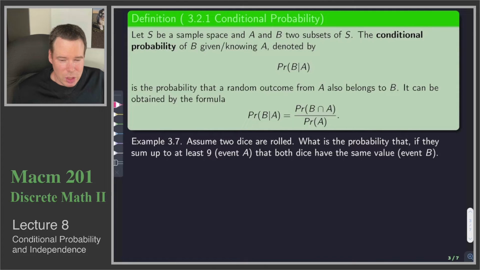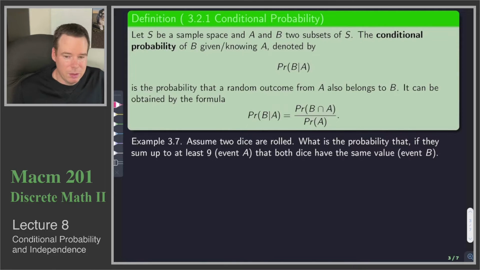Now we didn't verify this in general, but this is a definition. So we don't have to verify a definition. A definition is a definition. It's just a statement of what the conditional probability is. But we have motivated this definition through our previous example. So let's have a look at this next example.